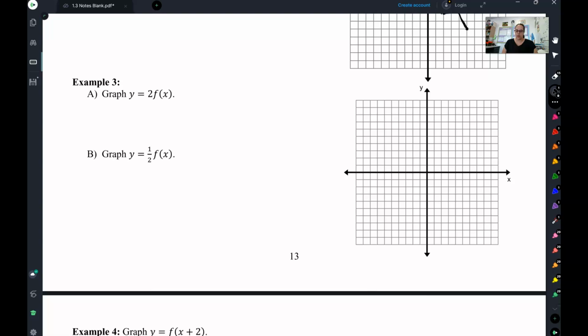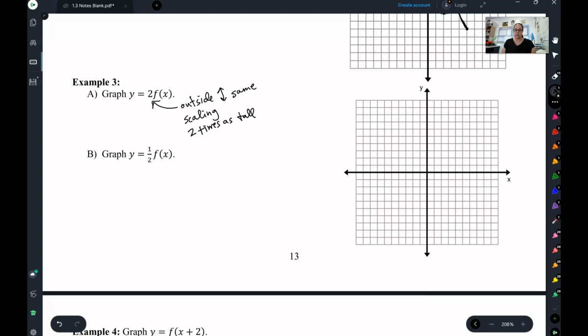Let's try these last two that are outside. So this one is outside, so we know it's up and down same. And we're multiplying, so this is going to be a scaling. So because it's the same, we're timesing by 2. So this is going to be 2 times as tall. Because remember, outside is vertical. So this is 2 times as tall, so this is going to be a vertical stretch.